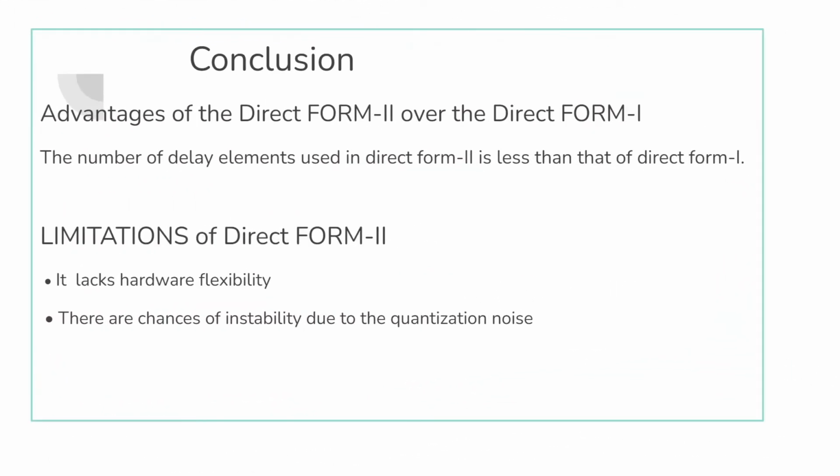In conclusion, the advantage of direct form 2 over direct form 1 is that the number of delay elements used in direct form 2 is less than that of direct form 1. And the limitations of direct form 2 are that it lacks hardware flexibility, and there are chances of instability due to quantization noise.